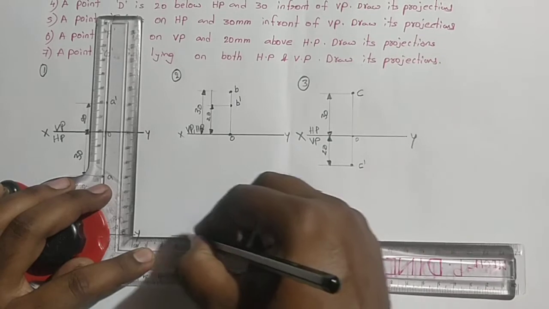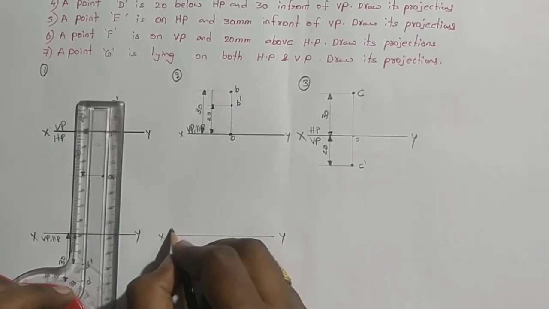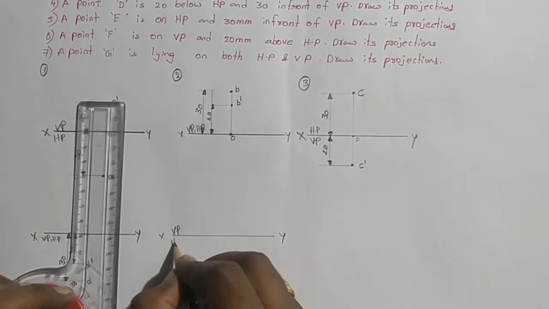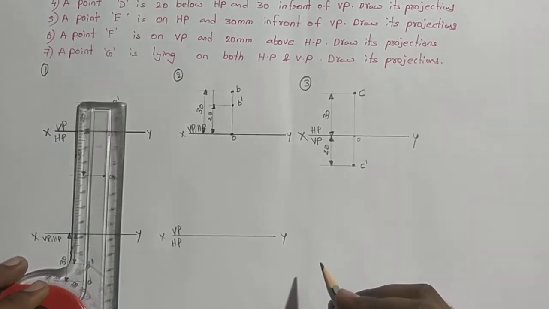Above XY and below XY. Above XY is the vertical plane. First we need to draw the XY line. Next, locate the planes. In the first quadrant, the vertical plane is above XY and the horizontal plane is below XY.